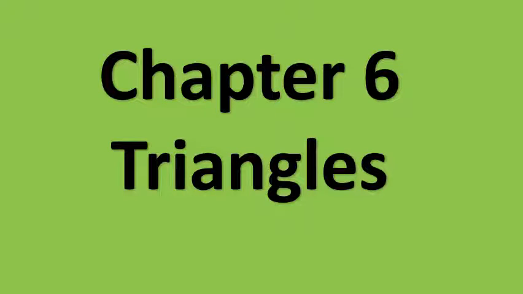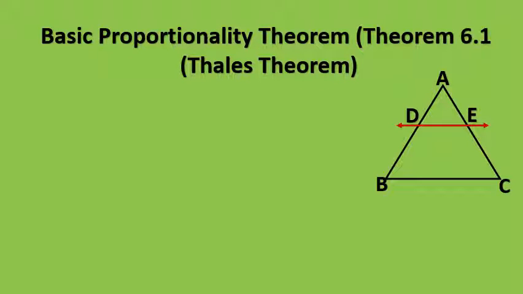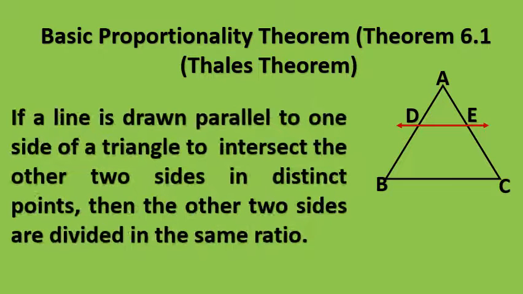Chapter 6, Triangles. In this, we will learn the basic proportionality theorem, also known as Thales theorem. As per the theorem, the definition is: if a line is drawn parallel to one side of a triangle to intersect the other two sides in distinct points, then the other two sides are divided in the same ratio.